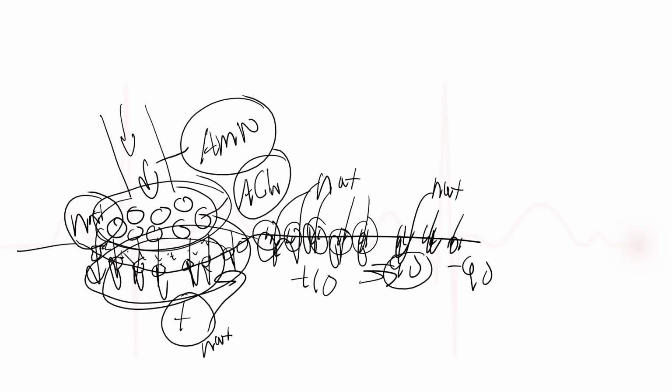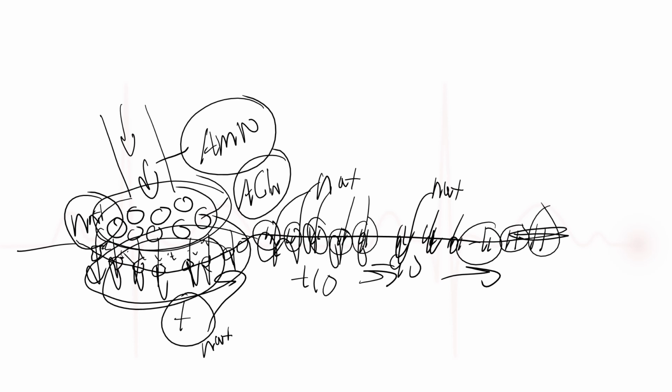Sodium shoots in and makes that region more positive, moves into the next region that is still negative, makes that region positive, and now voltage-gated sodium channels open up. What we're seeing is the action potential propagate down the plasma membrane of a skeletal muscle fiber, just like the action potential propagates down the axon of a neuron. But here is where things get a little different, right?